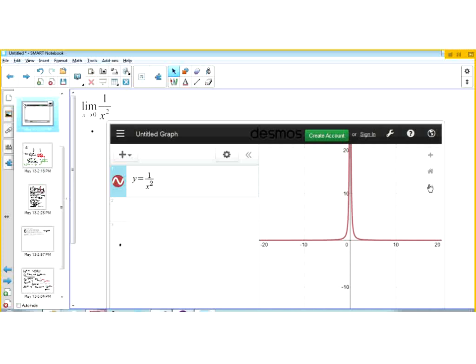Let me zoom out some more. Watch what happens. The output gets bigger and bigger as I approach 0 from the left. So that means that my output is approaching infinity as x approaches 0 from the left. Now let's approach 0 from the right.